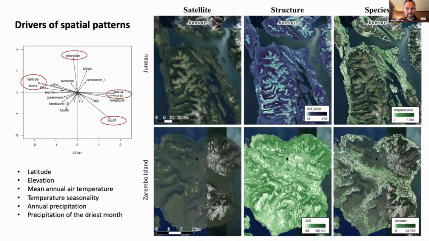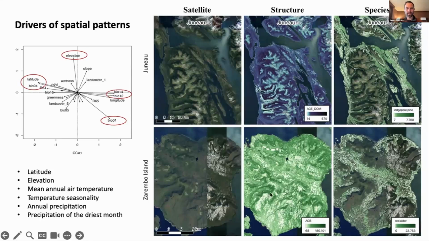When you zoom in, you can see how things like topography, slope, or previous land management affected our outputs and our models. Here's south of Juneau. You can see dominant age predictions. There's a recent harvest here, and you can see how that affected the dominant age of that stand. This is the Rainbow Island.